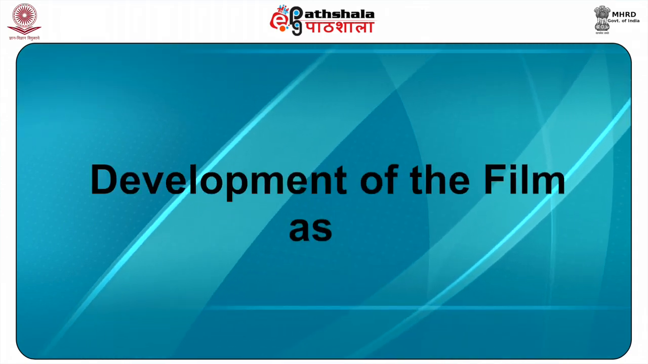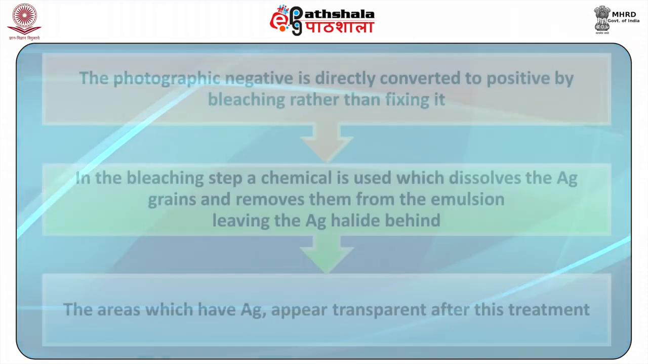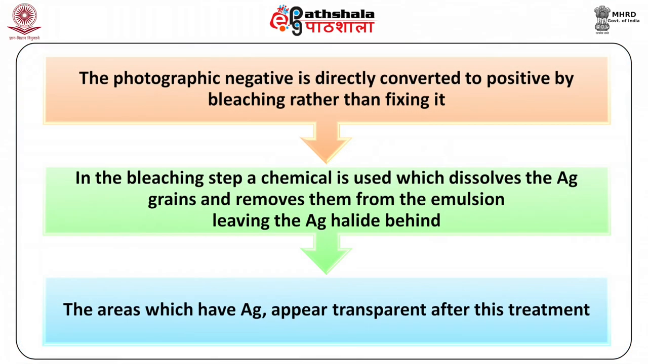Now, development of the film as a positive. The photographic negative is directly converted to a positive by bleaching rather than fixing it. In the bleaching step, a chemical is used to dissolve the silver grains and remove them from the emulsion, leaving the silver halide behind.